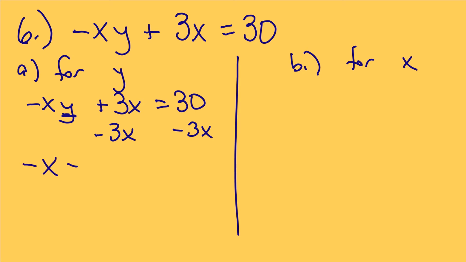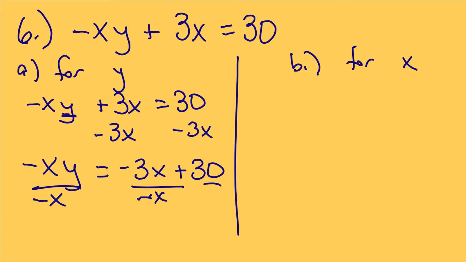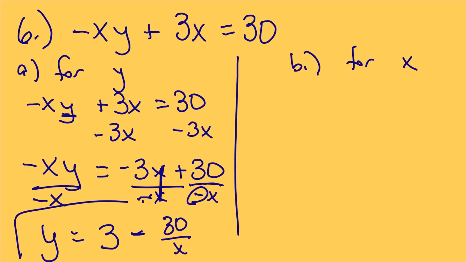I get the opposite of x times y equals negative 3x plus 30. Divide everything by the opposite of x. I get y equals, those x's cancel, a negative over a negative is a positive, so it's 3 minus, because of the negative sign right there, 30 all over x, and we're done.